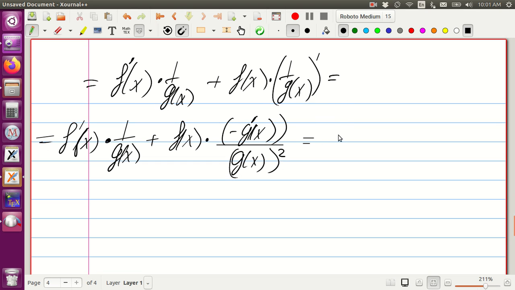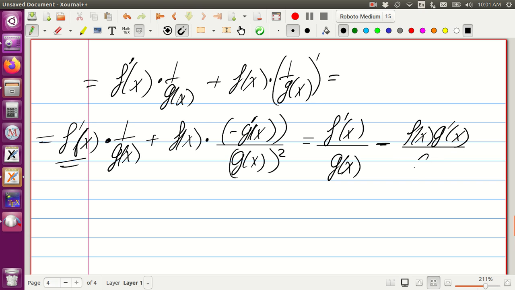Okay, so basically, if we simplify it, we have f prime of x from here times 1 divided by g of x. Then over here we have minus, so it's going to be minus f of x times g prime of x divided by g of x quantity squared.